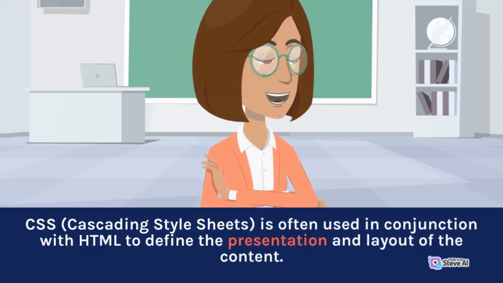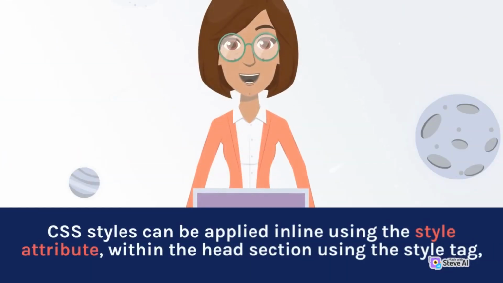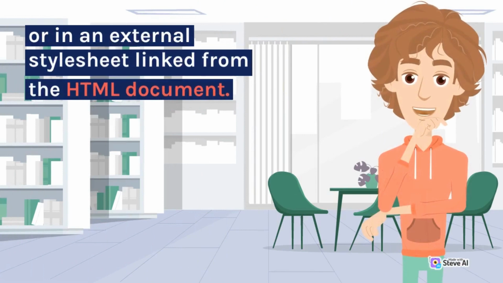CSS, cascading style sheets, is often used in conjunction with HTML to define the presentation and layout of the content. CSS styles can be applied inline using the style attribute, within the head section using the style tag, or in an external style sheet linked from the HTML document.